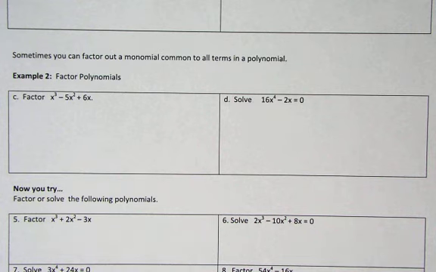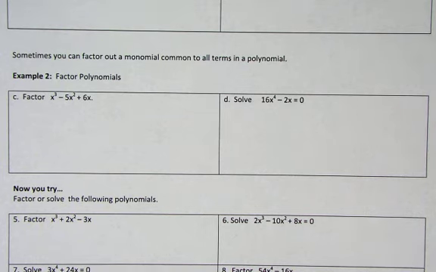Okay, so let's try example 2. In example 2, we're given two problems. One is just factoring, the other one is solving. The directions for both of them are a bit different, even though they have some similarities that we're going to talk about momentarily. Sometimes we can factor out a monomial or otherwise common terms in a polynomial to make things a little bit easier for us.